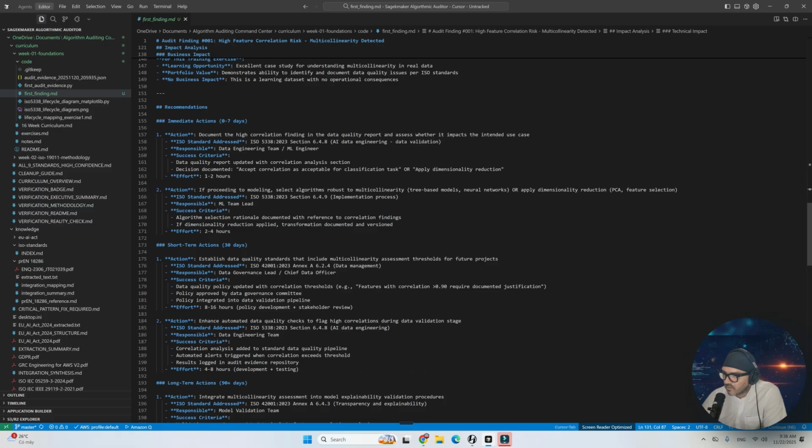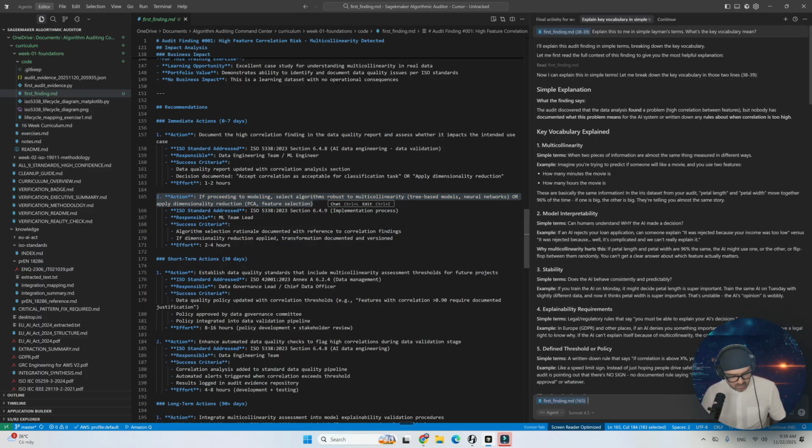Let's have a look. If proceeding to modeling, select algorithms robust to multicollinearity: tree-based models, neural networks, or apply dimensionality reduction. Okay, I want to know more about that because that sounds important. Important to know anyway. Explain this to me in simplistic terms.